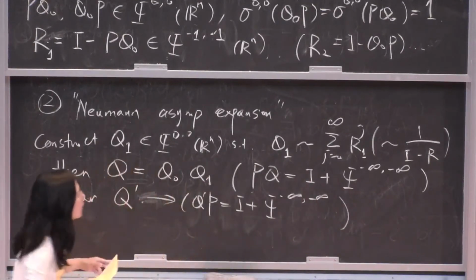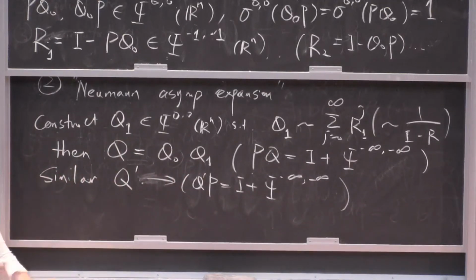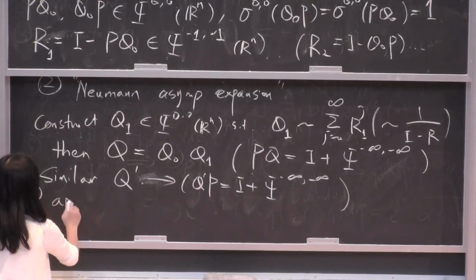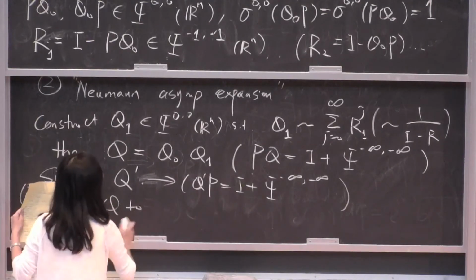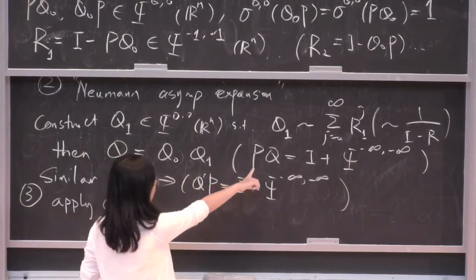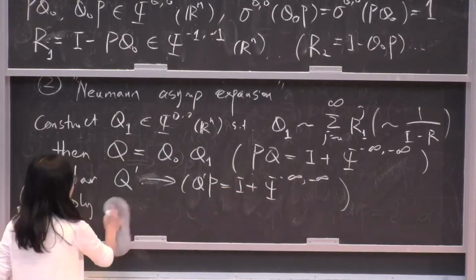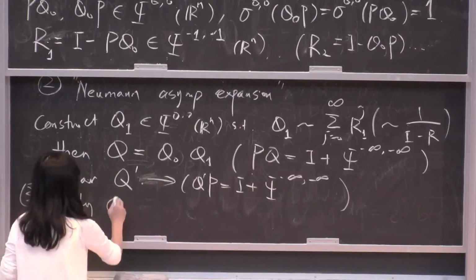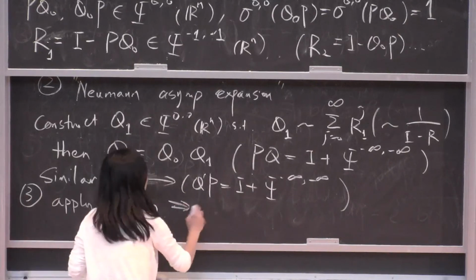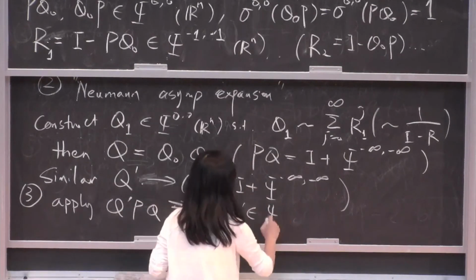Okay. So we construct two things, and then the last step is just to show that the two things I constructed, the left and right inverse, really differ only by a residual order, by this simple trick. So that's just apply P. So if you apply Q to the right side, apply Q prime to the other side, so consider this. Okay. Then you'll see that Q minus Q prime is in the residual class.